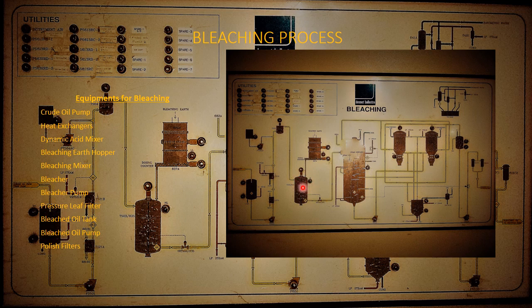Now from the bleaching mixer, the oil will move to the bleacher. This is where the bleaching takes place. And remember, oil that is bleached is not edible yet. It must be deodorized before we say it is edible. Now, from the bleacher here, where the bleaching takes place, it will move through the bleacher pump to the pressure leaf filters.